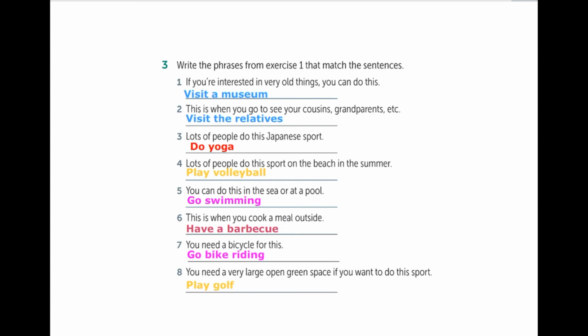Number 7. You need a bicycle for this. Which one is that? Go bike riding. And the last one, number 8. You need a very large open green space if you want to do this sport. That is, to play golf, right?